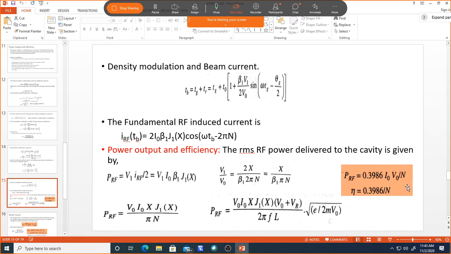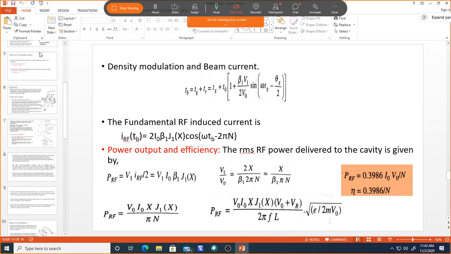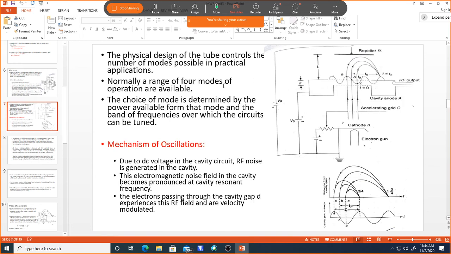Okay, so if we want to calculate for a particular value of the mode with I naught and V naught given, you will get the corresponding value of the power output and efficiency for that particular mode. So this is about the power output and efficiency of the reflex klystron. Is it understood? Any doubt in this, how the reflex klystron works and generates microwave oscillations?